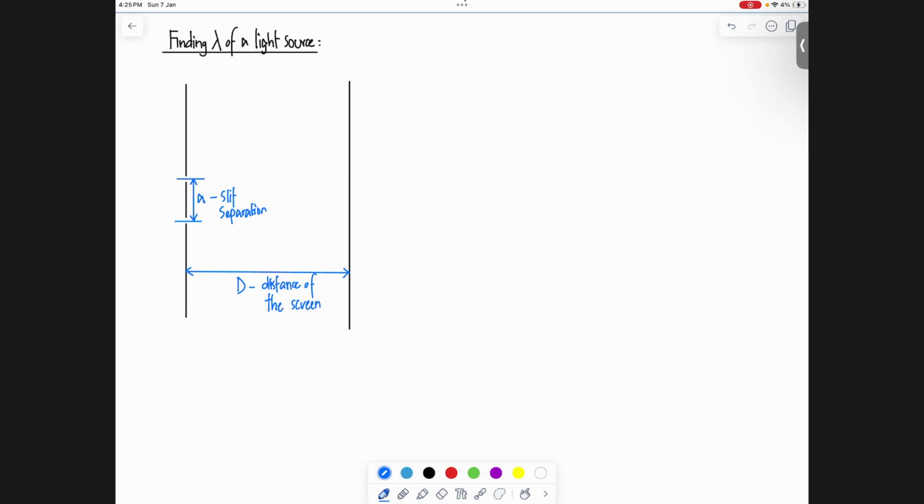Once you do this experiment, you'll find that a dark and bright pattern forms here, right? Let me explain it this way. You'll have a central bright spot, then a dark spot, then a bright spot. I'm just drawing the bright spots, okay? So these are your fringes. Now it turns out they play a very important role here.